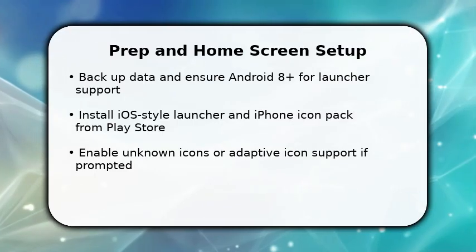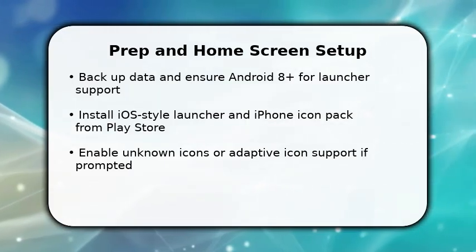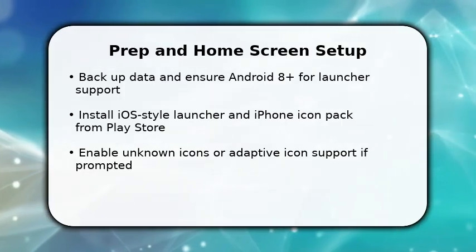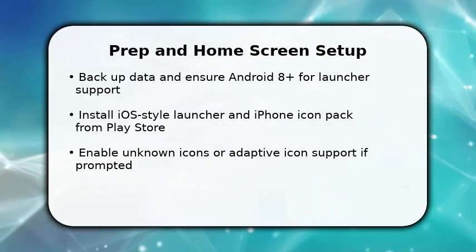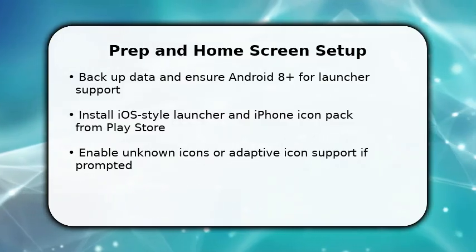You start by preparing your phone and taking one quick backup so nothing is lost. Once done, install an iOS-style launcher and a matching icon pack from the Play Store. These replace your home screen and app icons to mimic iPhone layout. Make sure to grant launcher permissions and set it as default so it launches on boot.